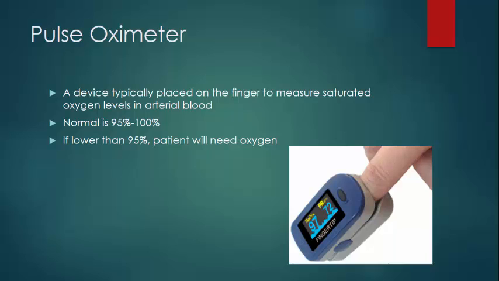So normal is 95 to 100. Now one thing about 100 is once it hits 100, we don't know if it's 104 or 105 because that's as high as it goes. So we actually like 95 to 99, but the most it will show on there is 100.